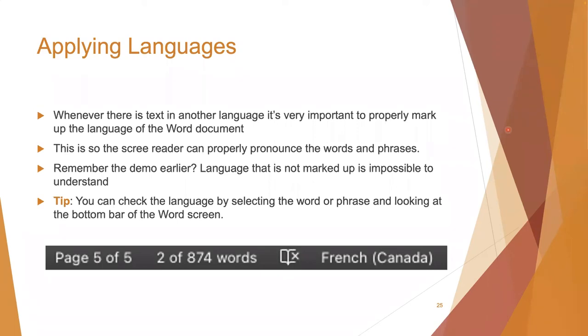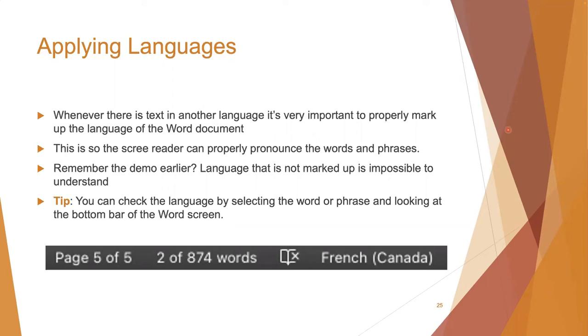So our next accessibility feature is something that can often be overlooked, and it's languages. Whenever there is text in another language, it's very important to properly mark up the language of that word or phrase in the Word document. This is so a screen reader can properly pronounce the words and phrases. Language that is not marked up is impossible to understand, okay? You can check the language by selecting the word or phrase and looking at the bottom bar of the Word screen, as seen in the screenshot on the slide. Don't worry, I'm going to show this to you when I do my demo too, all right?